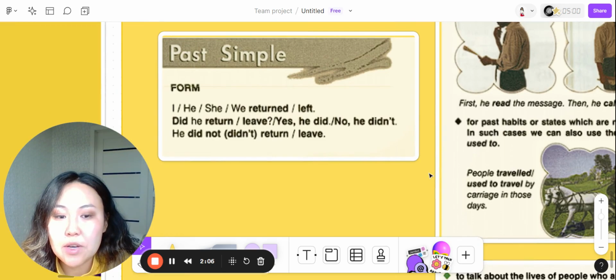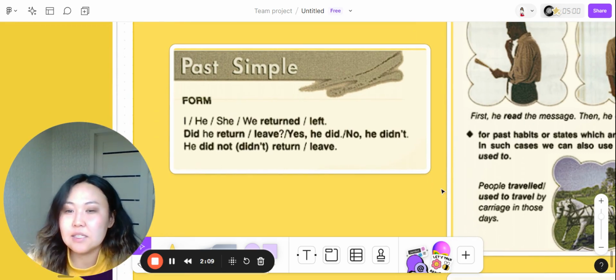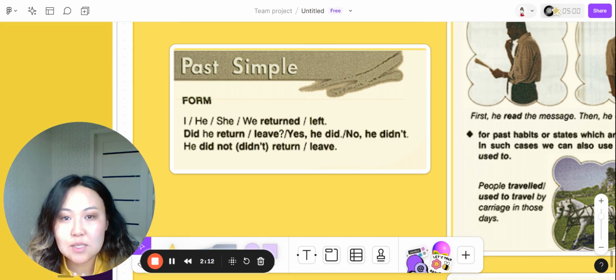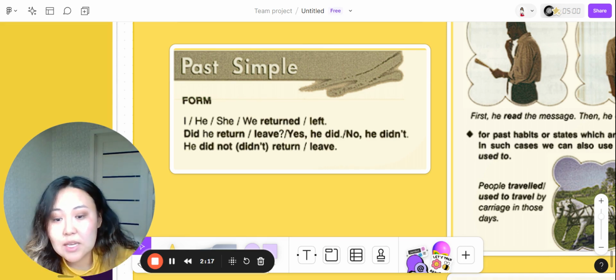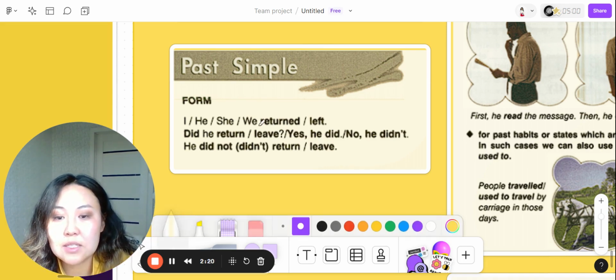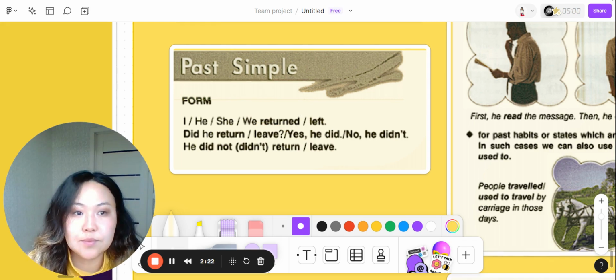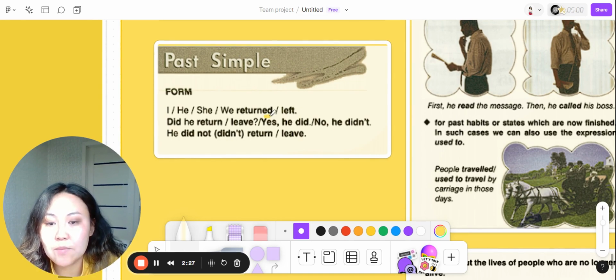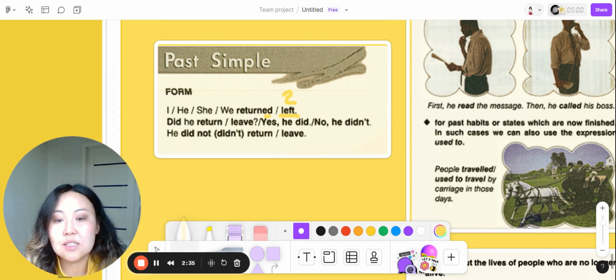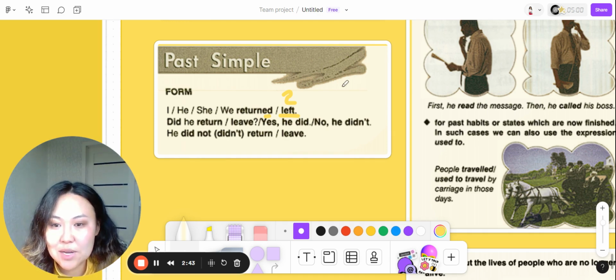I am sure you remember the form of past simple, but just in case, when we use past simple, we just add ed ending to the regular verbs. Here we can see an example of a regular verb, turned. It's a regular verb, that's why it has ed ending. Also, we can see the second example, left. This is the second form. We see that this verb is an irregular one. So we need to remember the list of irregular verbs to use past simple correctly.